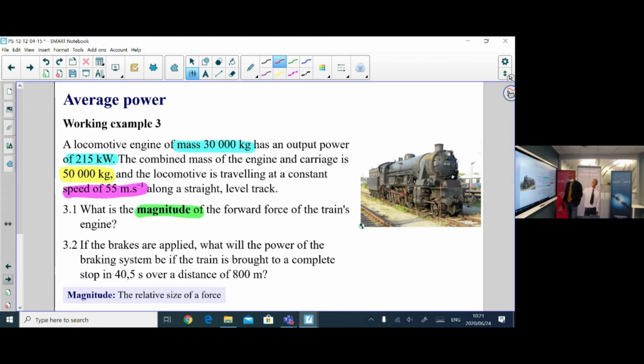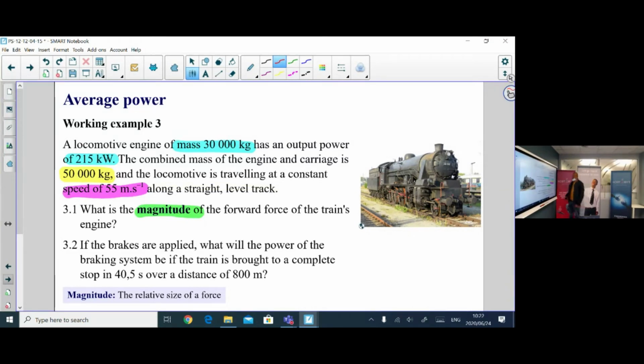All right, what is the magnitude of the forward force of the train's engine? You have to ask yourself, I highlighted this. What is the magnitude? Magnitude is the relative size of a force. Because now we have to calculate the magnitude of the forward force. That is 3.1, and then 3.2, if the brakes are applied.